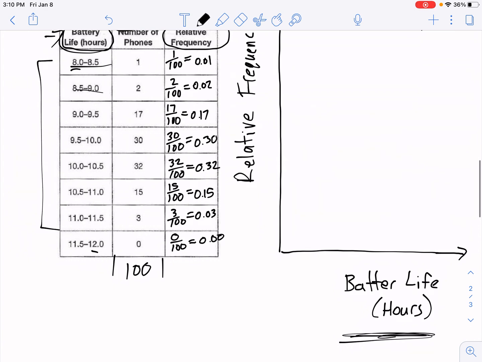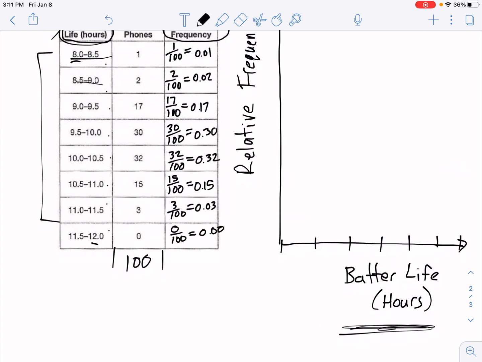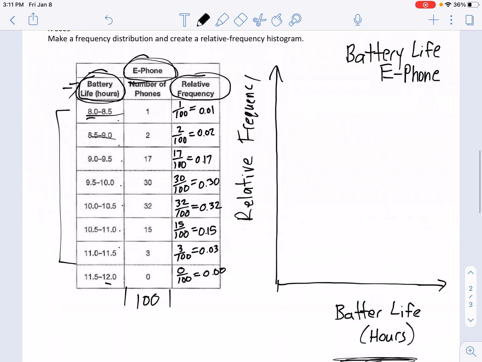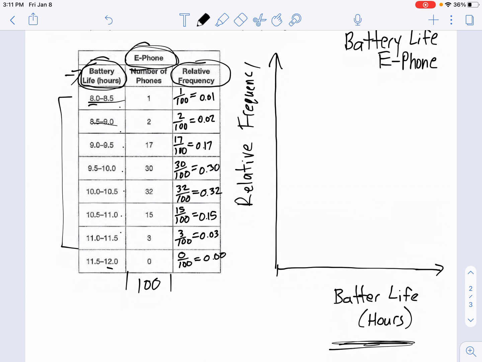One way we could label this, let's see, we've got 1, 2, 3, 4, 5, 6, 7, 8. I might be running out of room here. I might have to make these a little bit smaller. One way we can label this.